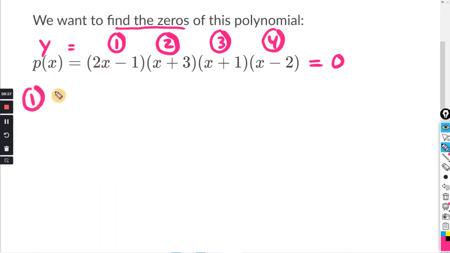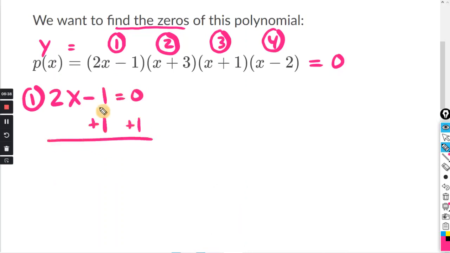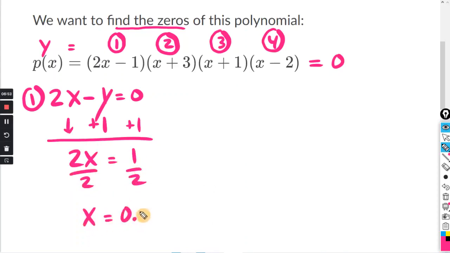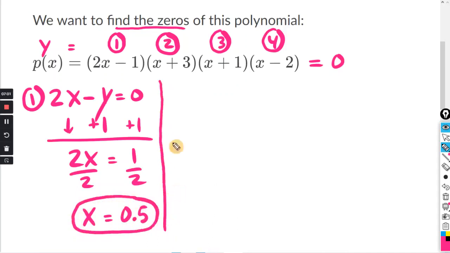So number 1, 2x minus 1 equals 0. Okay, adding 1 to both sides. The 1's cancel. Bring down your 2x, and 0 plus 1 equals 1. Dividing both sides by 2, x equals 1/2. If you like, you can make it a decimal and say 0.5, same thing, because again, we're going to be plotting these on the graph. All right, for part 2, x plus 3 equals 0.